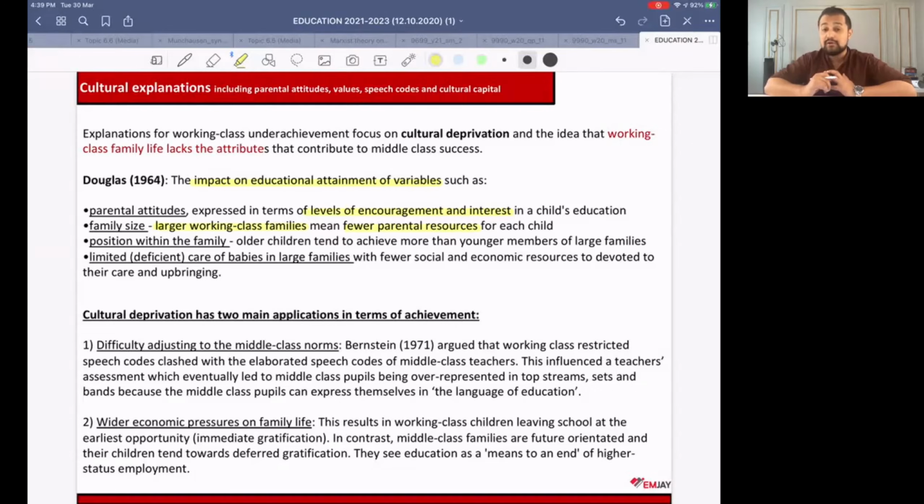Number three, the third factor, position within the family. I don't really like this one, but still. Older children tend to achieve more than younger members of large families. Number four, limited or deficient care of babies in large families with fewer social and economic resources devoted to their care and upbringing. All of these factors, they do come under the heading of social class. How your social class can impact how good or bad you do during your educational journey.